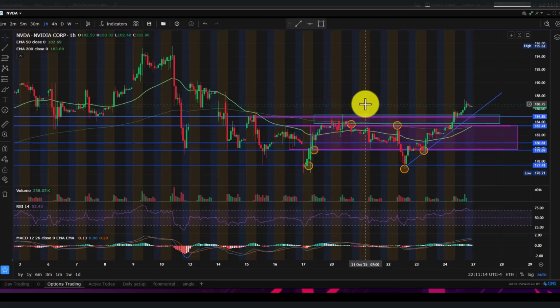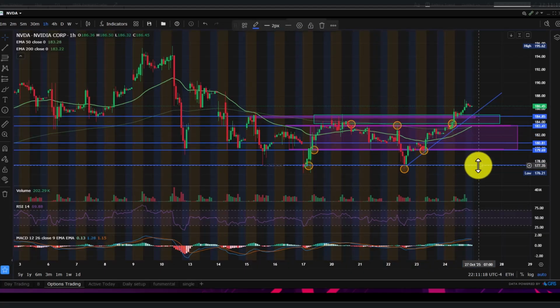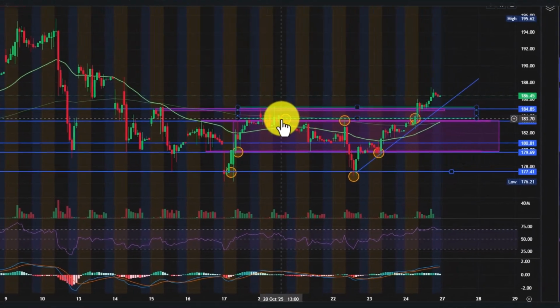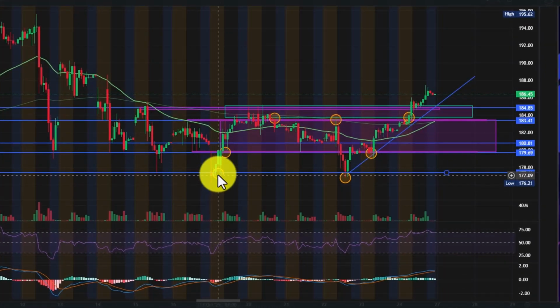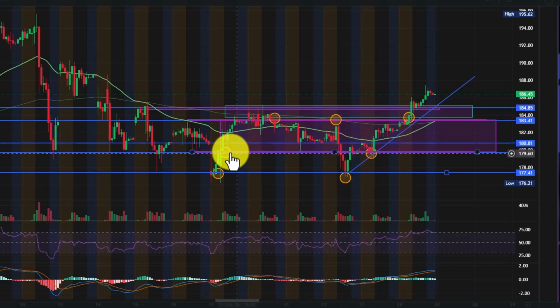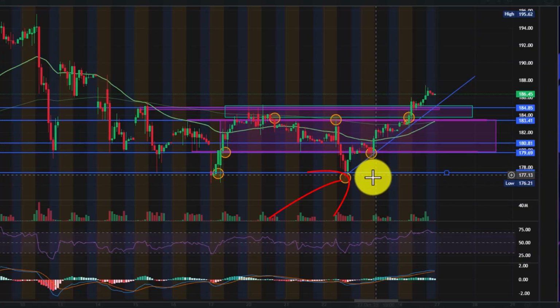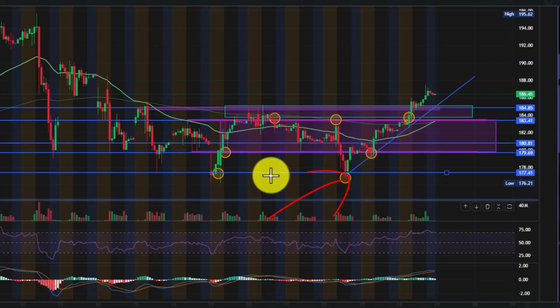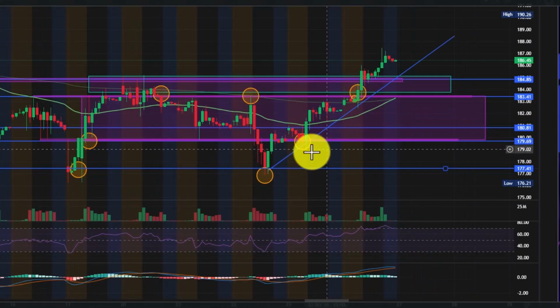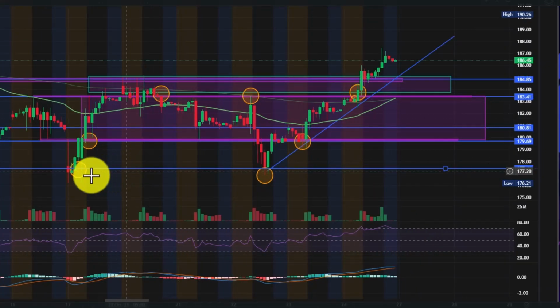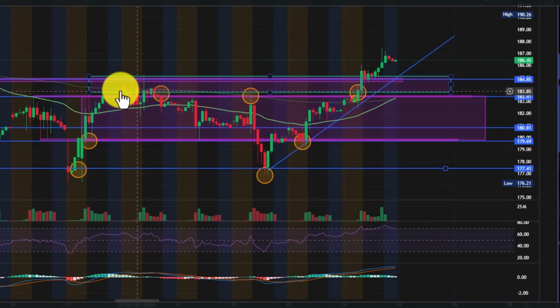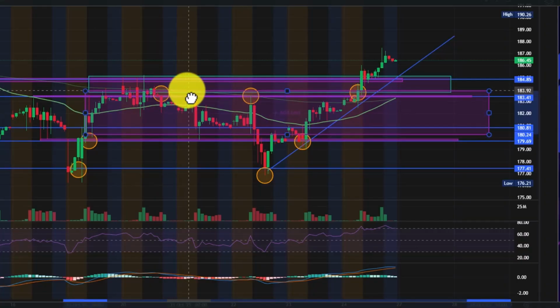And on the opposite side, it's also valid for resistance or supply. This area is considered a supply zone. This area down here is considered demand or support, or in total, an area of interest. So when we trade them, we have to pay attention to this area, okay? I would also suggest you guys practice this.